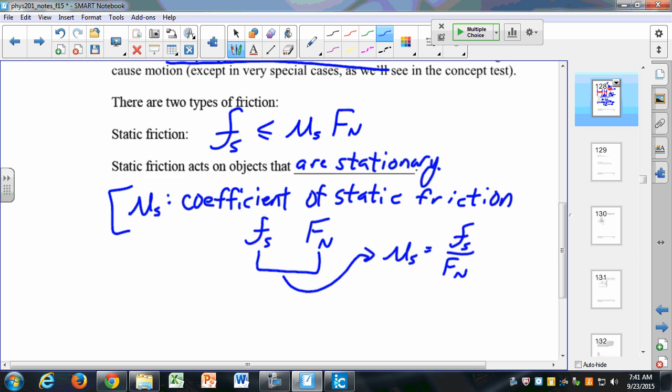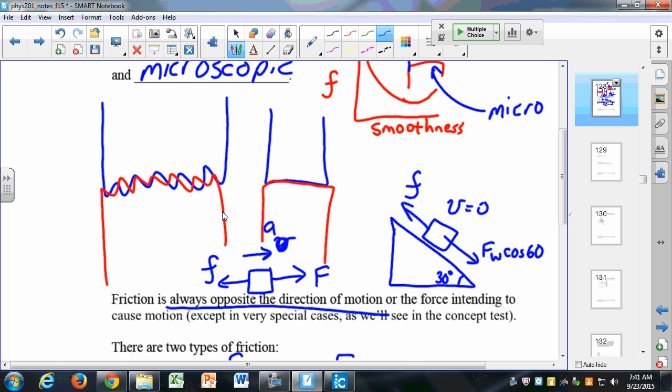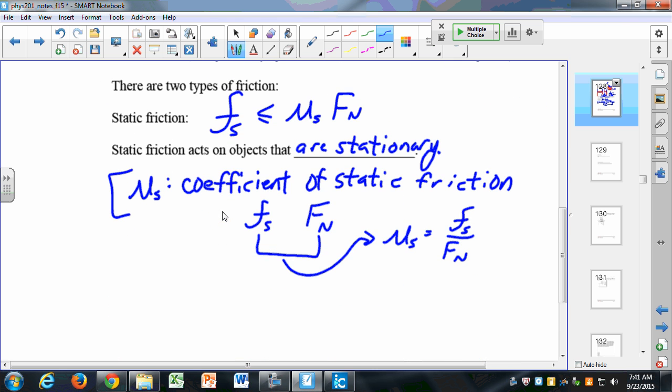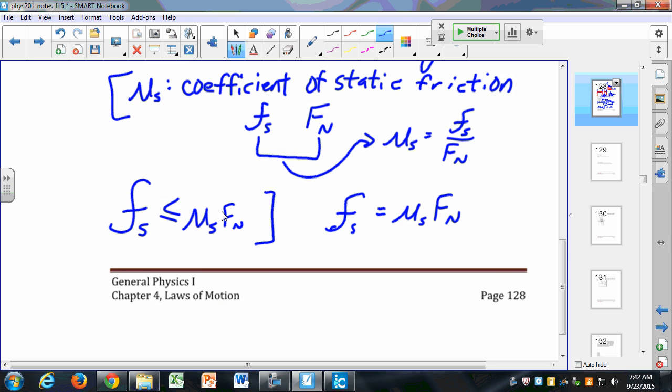We'll have a very similar thing for kinetic friction as well. Also, I want you to notice this inequality that we have here, that the static friction is less than or equal to mu s times Fn. I will sometimes write it not as that, but as an equality: Fs is equal to mu s times the normal force. Really what I'm implying there is not that the static friction is equal to that, but that the maximum static friction is equal to that. Let me explain what I mean by that.